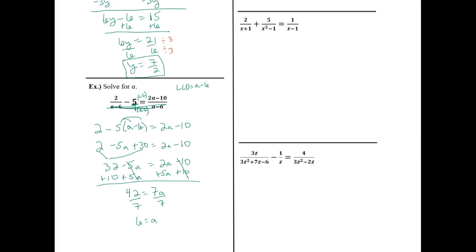Alright, as I mentioned previously, we need to look at the domain of the original equation. So the only denominator was a minus 6. This means that a cannot be positive 6, because 6 minus 6 would give us 0, and we can't divide by 0. But our solution was a equals 6. So what does that mean? Well, it means that this is not a solution. So there is no solution here, because the only solution we found was not part of our domain. Go ahead and try the examples on the right.